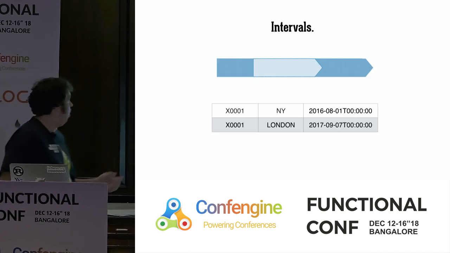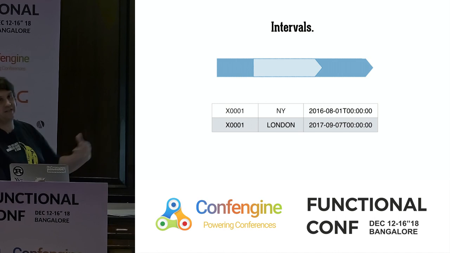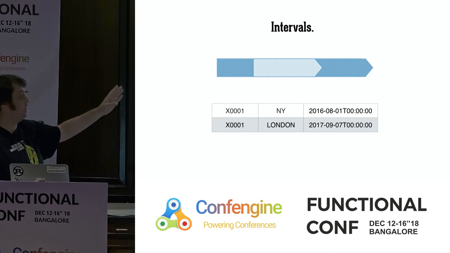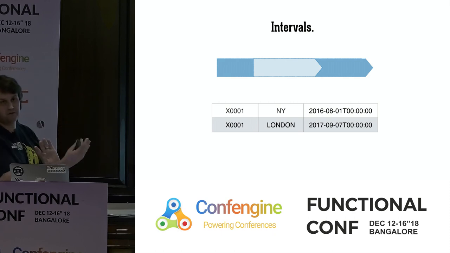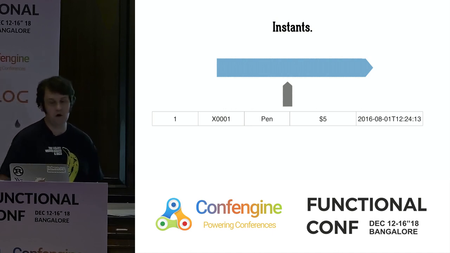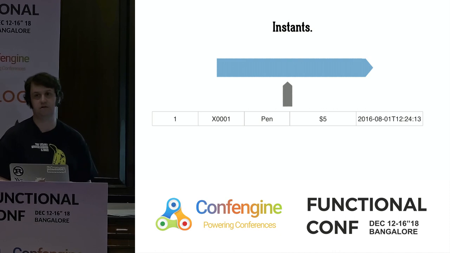So on the world side, when we're trying to understand what's really happening, we have two types of time. We have intervals, so periods of time where something is true. So this person lived in New York from here to here, a kind of range or interval. We have instants, things that happened at a specific point in time. This pen was bought at this instant.